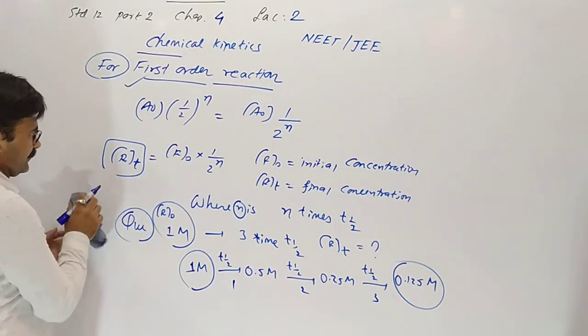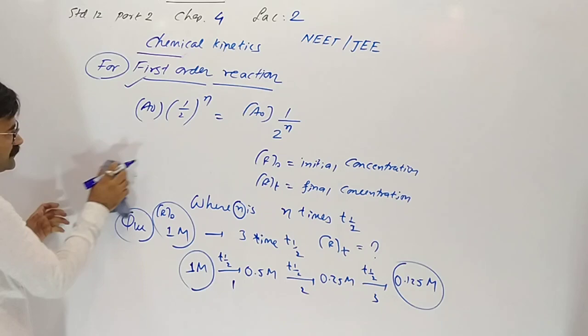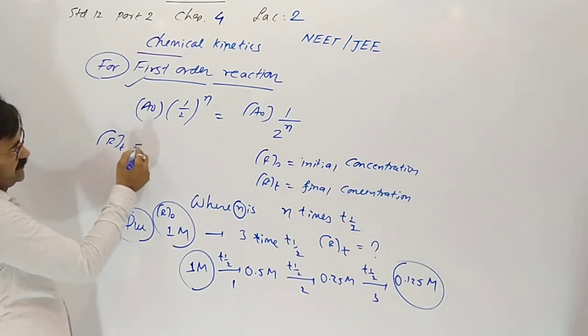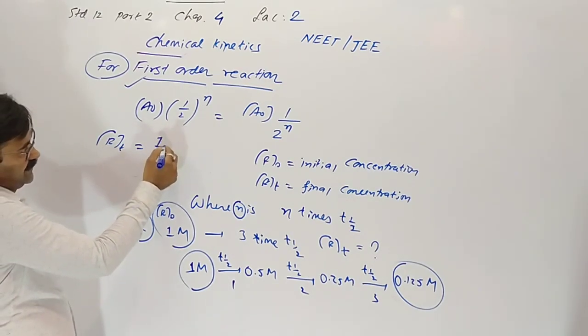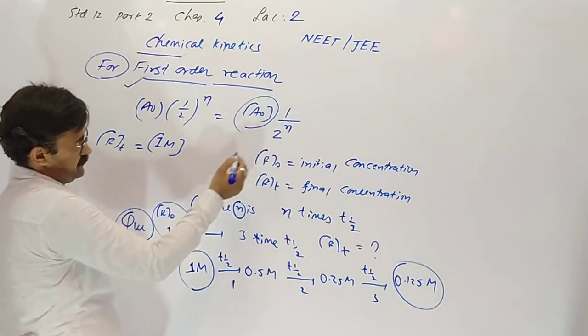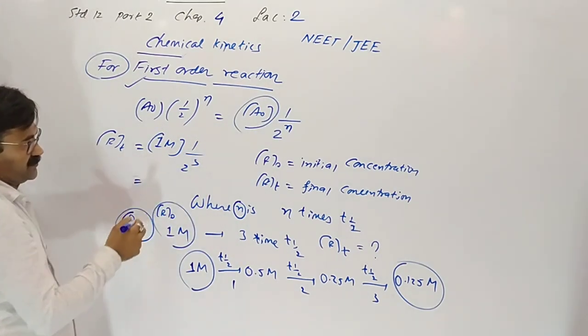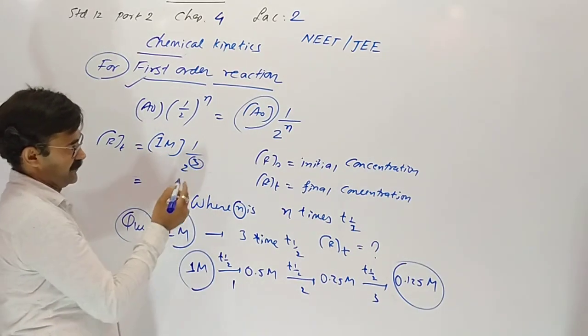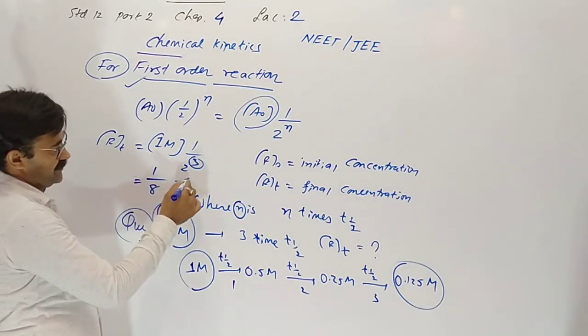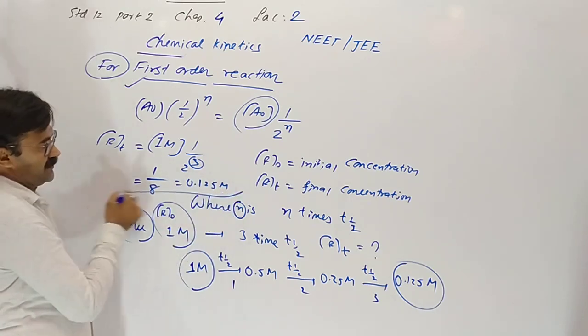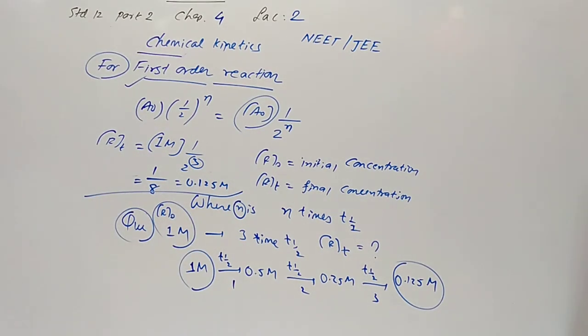Using this formula we can derive it. The final concentration: initial is 1 molarity, times 1/2 raised to 3, for 3 times t1/2. So 1/8, directly 0.125 molarity. This is magic. In your exam, time is necessary. In less time we have to solve the question.